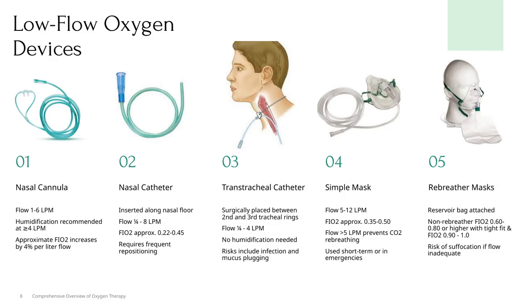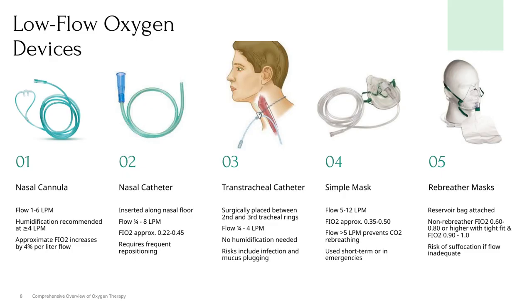It delivers oxygen at flow rates from 1 to 6 liters per minute, and humidification is recommended when you're at 4 liters or higher to prevent dryness and irritation. An important point here is that the FiO2 increases by about 4% with each additional liter per minute, so increasing flow rates can help meet higher oxygen demands.